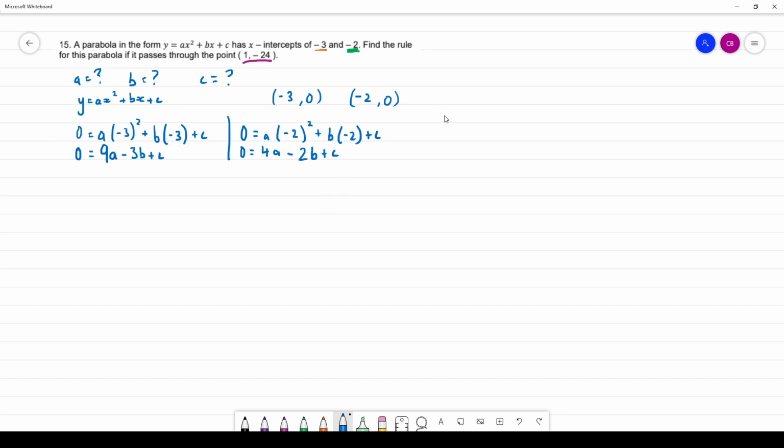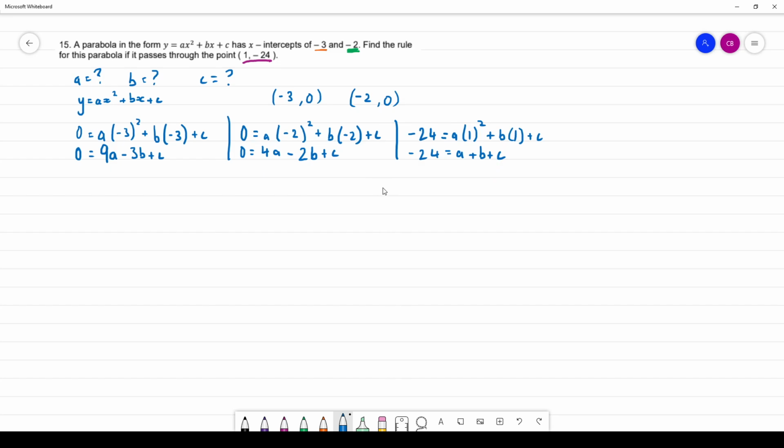Nice. We've also got one other thing we can sub in, this one, -24. So -24 is my y value, and I can sub in 1 for x. So a times 1 squared plus b times 1 plus c. So I could get -24 equals a plus b plus c. Okay, that's pretty good. Right now, though, we've got three equations and three unknowns, a, b, and c.